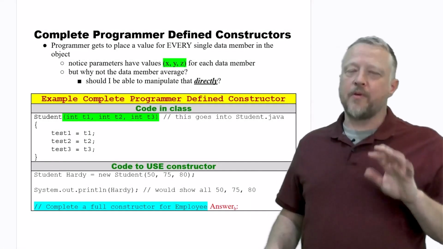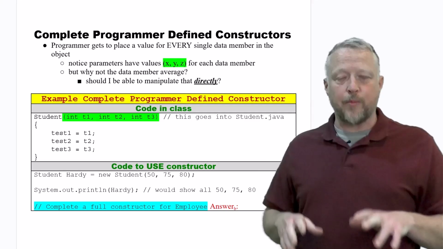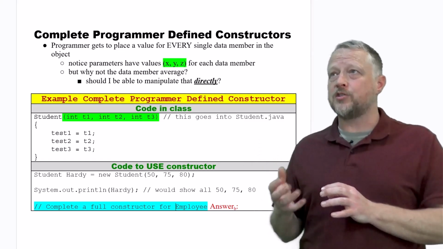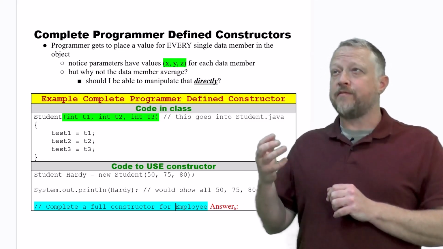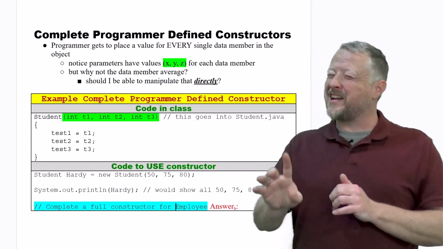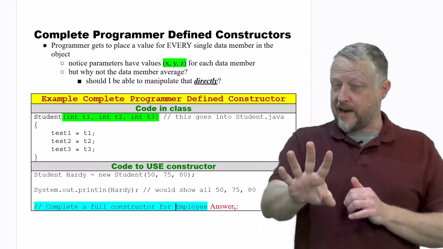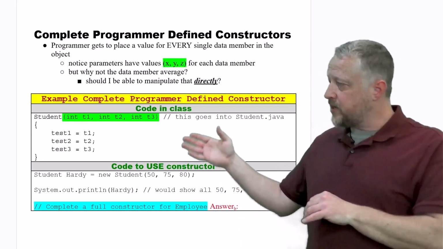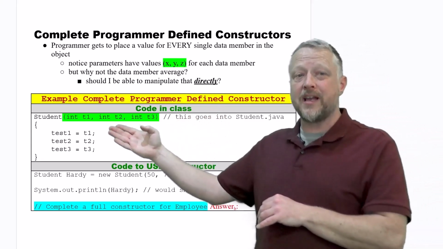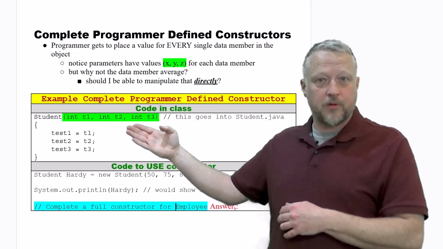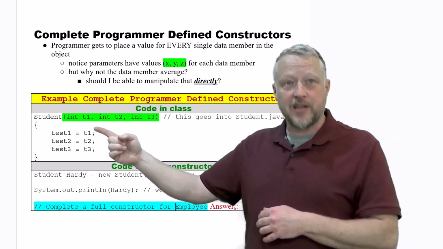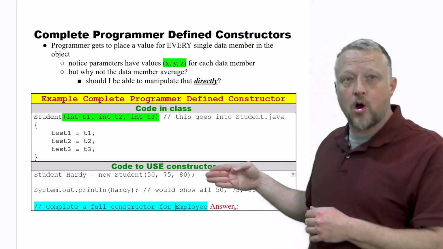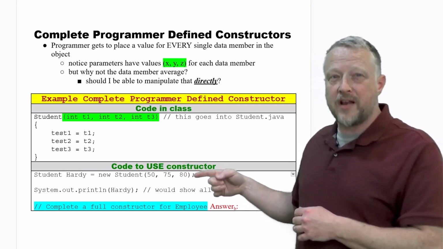Our next type of constructor is called a complete programmer defined constructor. And it means just that: the programmer is allowing us to set values for every single accessible data member. You're probably going, what does that mean? I hear you. So in this example with student, I am enabling the users of the software to edit test 1, test 2, and test 3 as soon as they want to create an instance of, again, Hardy. Hardy's going to get 57, 75, and 80.